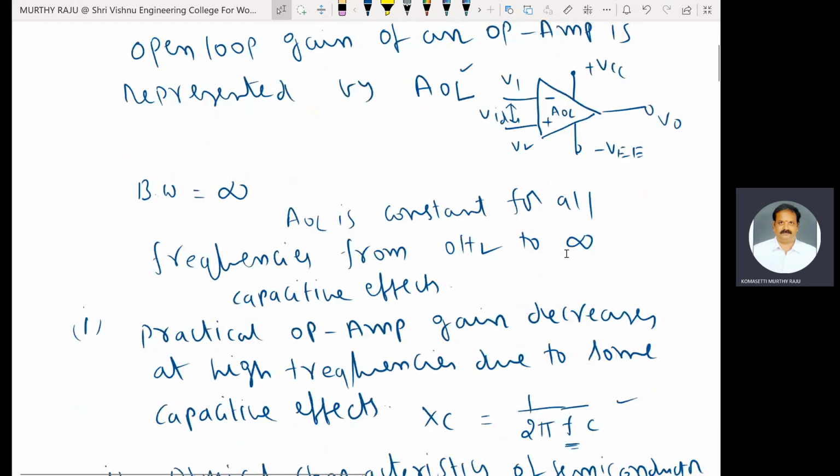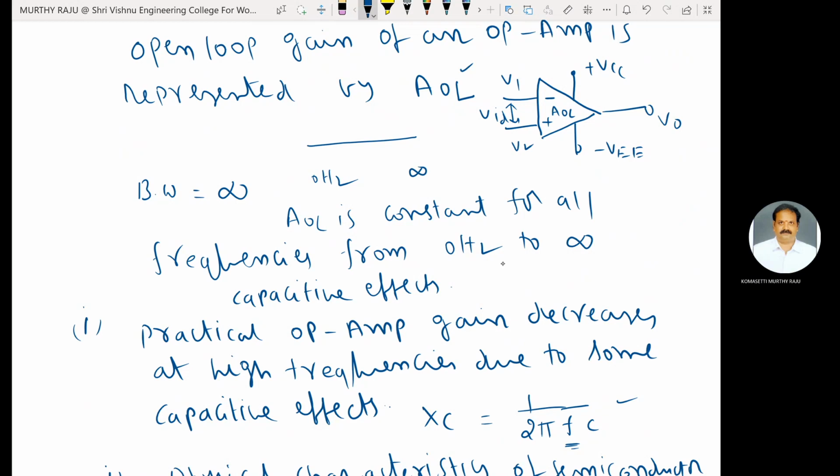Generally, the bandwidth of an op-amp is ideally infinity. The open loop gain of an op-amp is constant for all frequencies from 0Hz to infinity. That is, the gain of an amplifier is constant from 0Hz to infinity frequency. Due to capacitive effects, the gain of an operational amplifier decreases like that, decreases at a frequency due to capacitive effects.